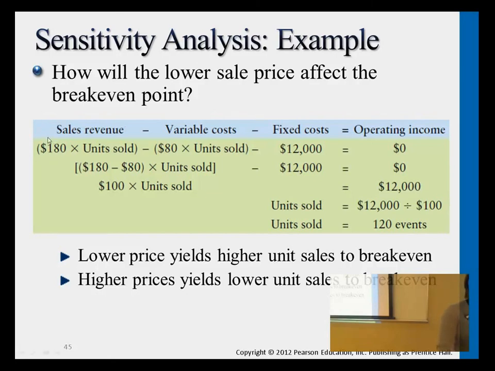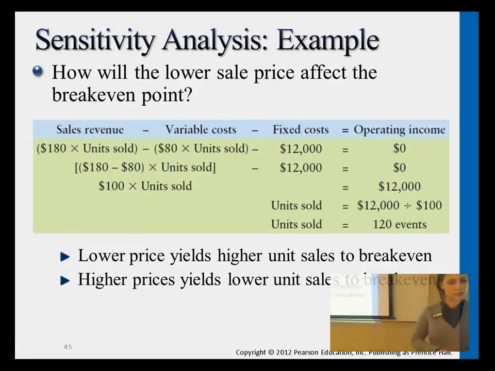So we have $180 per unit. That's our sales revenue. And we also have variable cost that we identified at $80 multiplied by units sold. And we also found that our fixed cost is $12,000. That's the same problem about the events, right? Our operating income is again stated as 0.